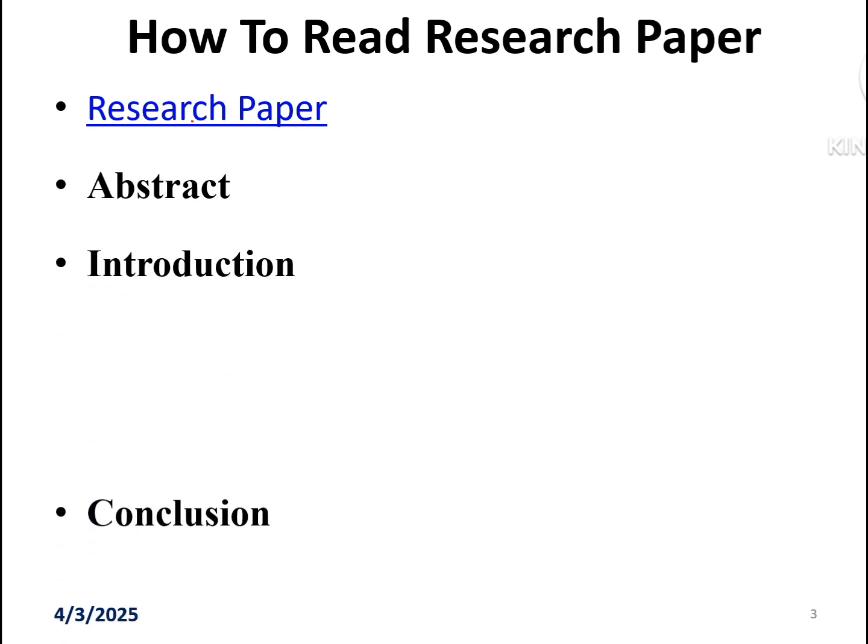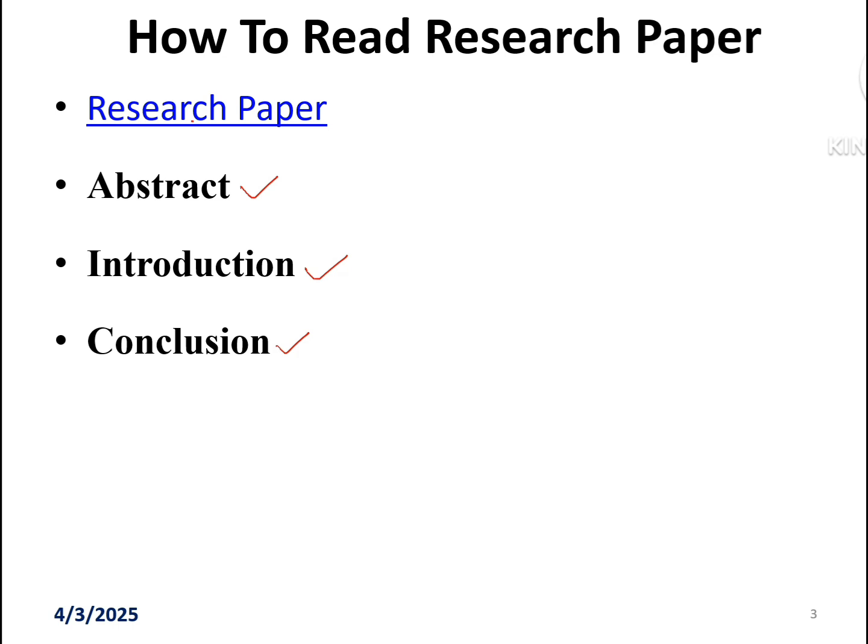So first is how to read research papers. For example, here I have given one research paper, right? So it is not clicking. Next, in that research paper, there are three important parts. The first is the abstract, introduction, and conclusion. These are very important.